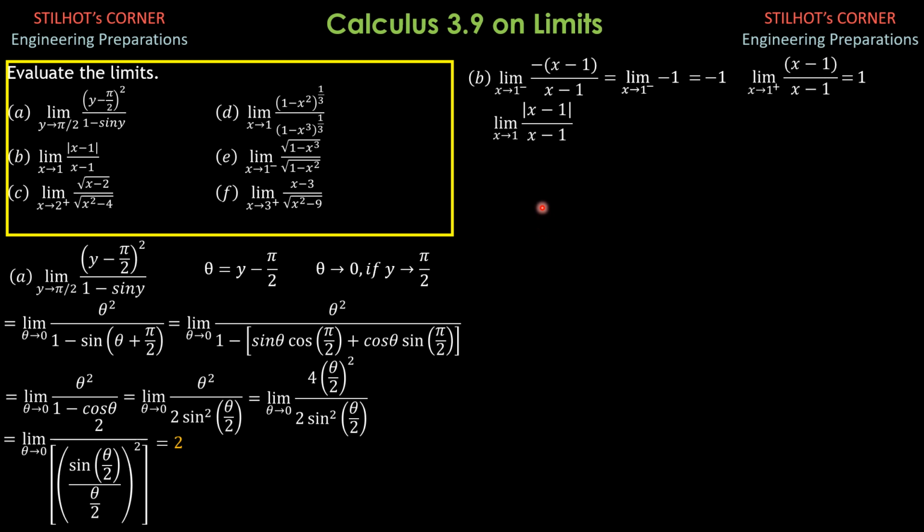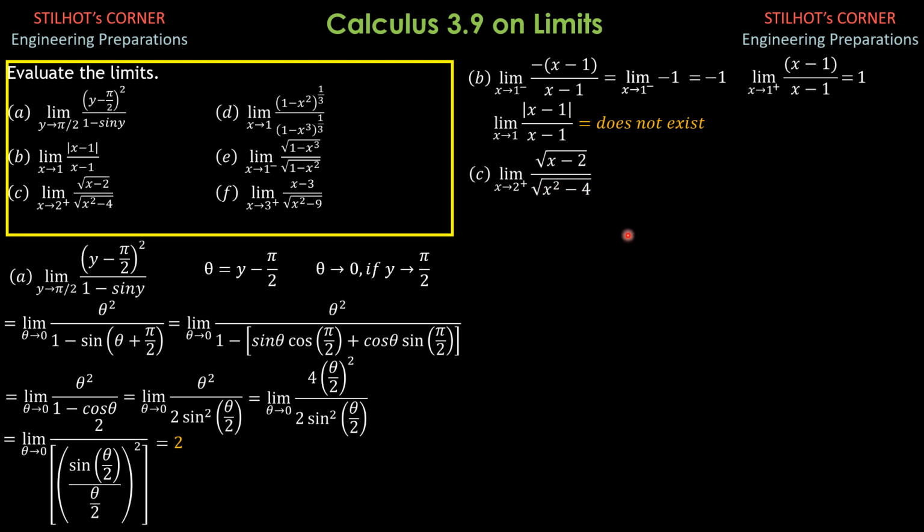So the limit as x approaches 1 of the absolute value of x minus 1 over x minus 1 does not exist, or there's no limit. Then we proceed to letter C. Limit as x approaches 2 from the right. We call this one-sided limits of square root of x minus 2 over x squared minus 4.